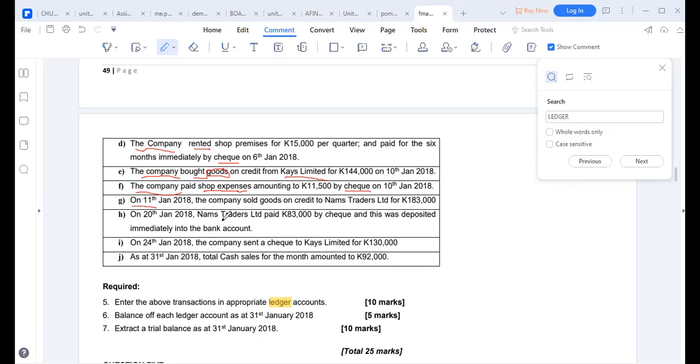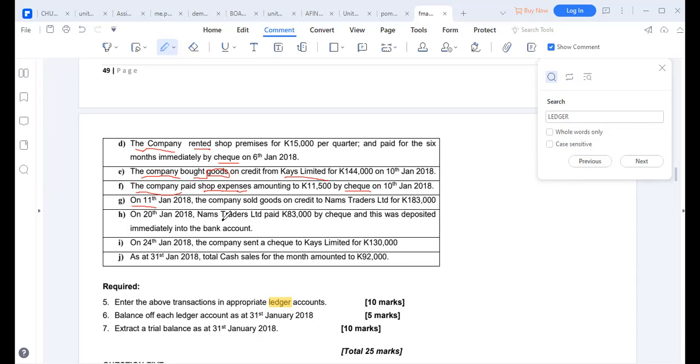On 11th January, the company sold goods on credit to NAMS Traders Limited for 183. Let me mention this. When do we call something purchases? When it says bought goods, it is purchases. When they say bought motor vehicle, you cannot call that purchases. If you buy anything other than goods, the account is that thing you are buying. So when you say bought motor vehicle, the account is motor vehicle. Bought furniture, the account is furniture. So anything that you are spending money on, it is the account.